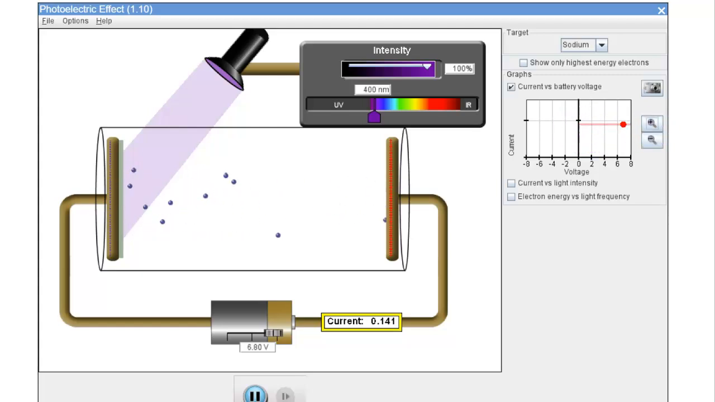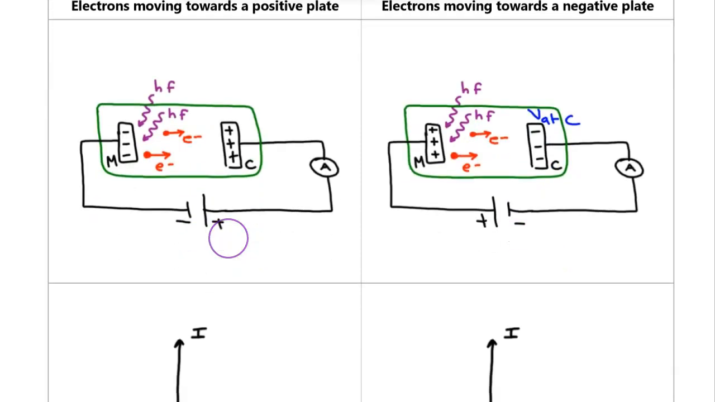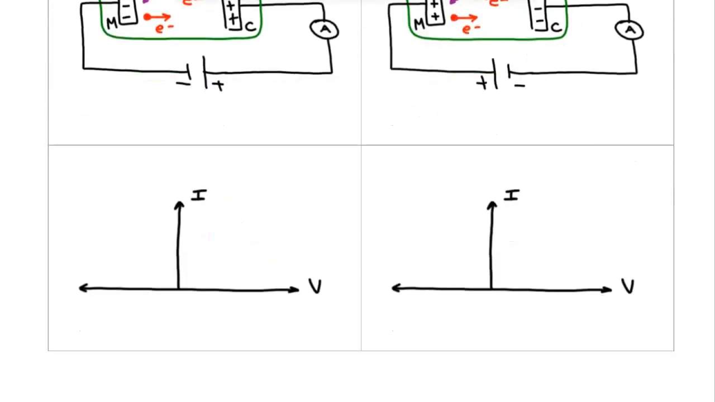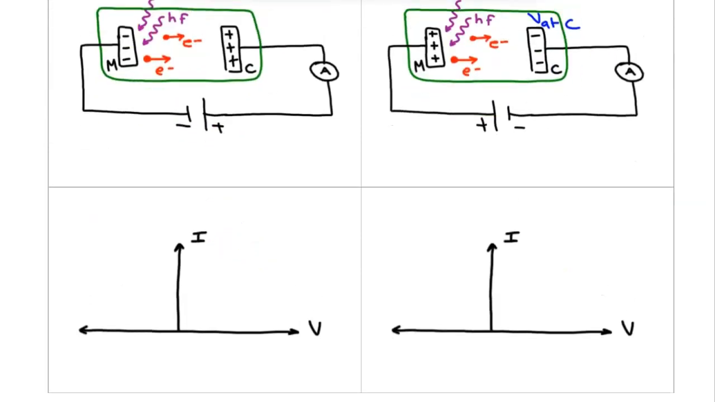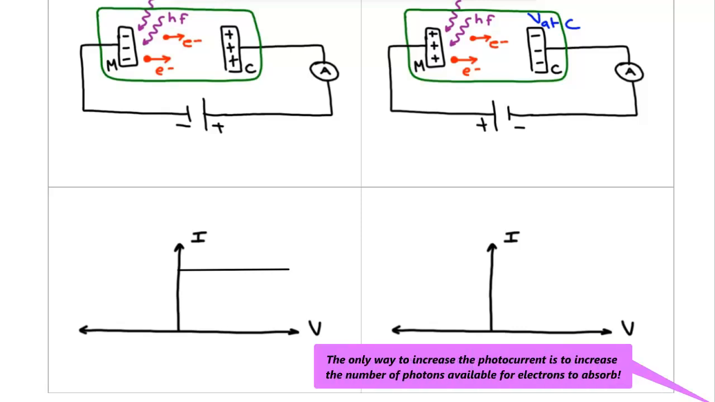Let's go back to our notes and note down what we noticed. As we increased the positive charges on this plate here, by increasing this voltage as time went on, we noticed our graph was stuck at a particular maximum value here. That's very important. We can't increase the photocurrent by making this plate more positive.